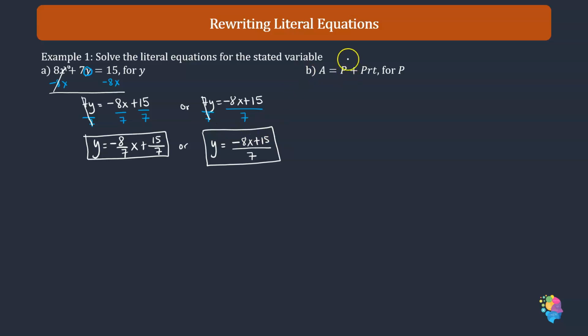Let's try b. I'm going to rewrite this term in b so that instead of just being p, it is going to be 1p. And I'll show you in a second why. So this is 1p plus prt. You're going to notice that both of these terms have p, and that's what they're asking us to solve for. Now in the previous one, I only had to worry about one y to solve. But now I have two of these p's. I cannot add the first term and the second term because they're not like terms. So then what can I do to create a single p so that I can solve for it?